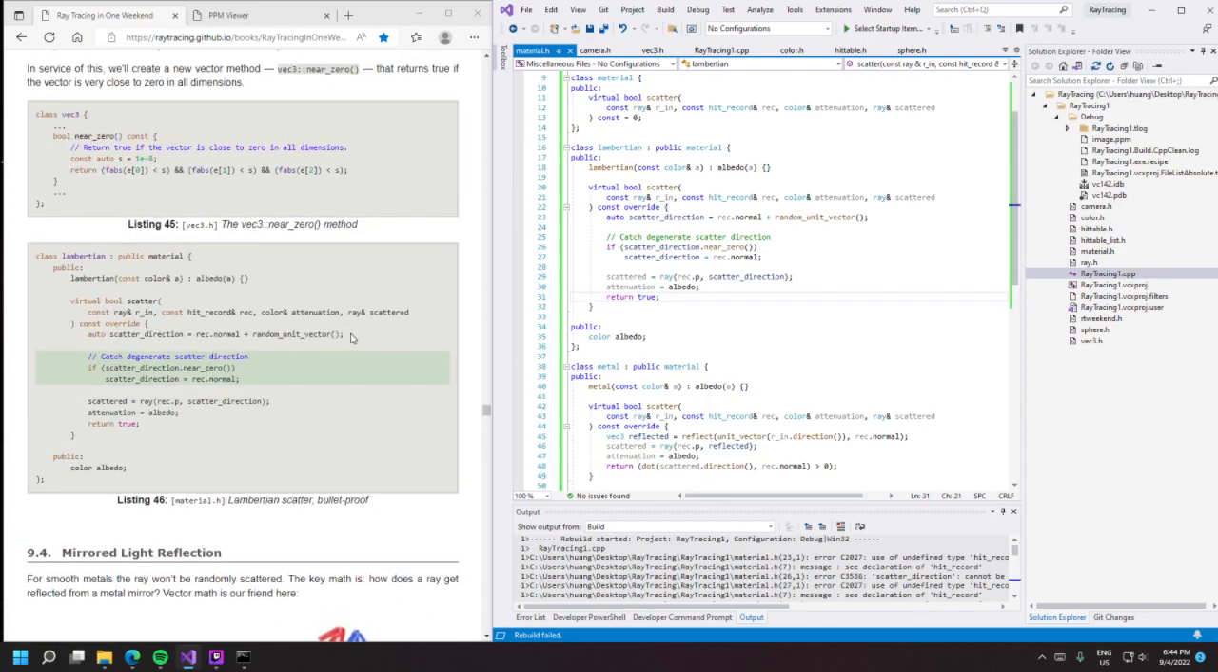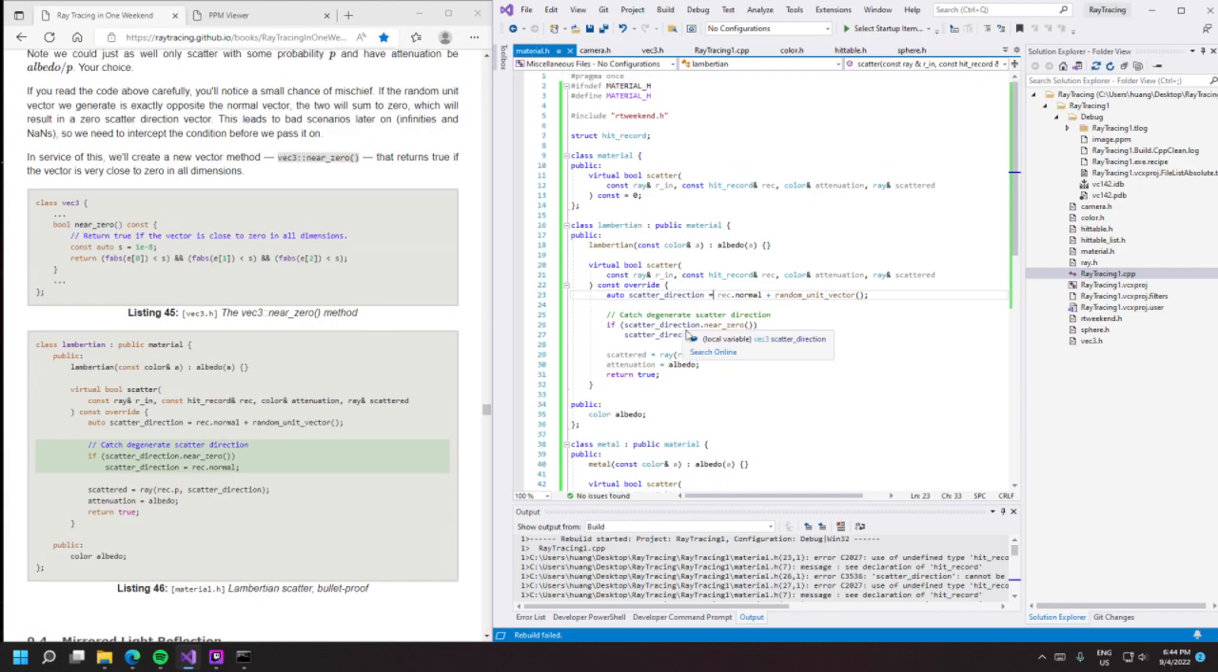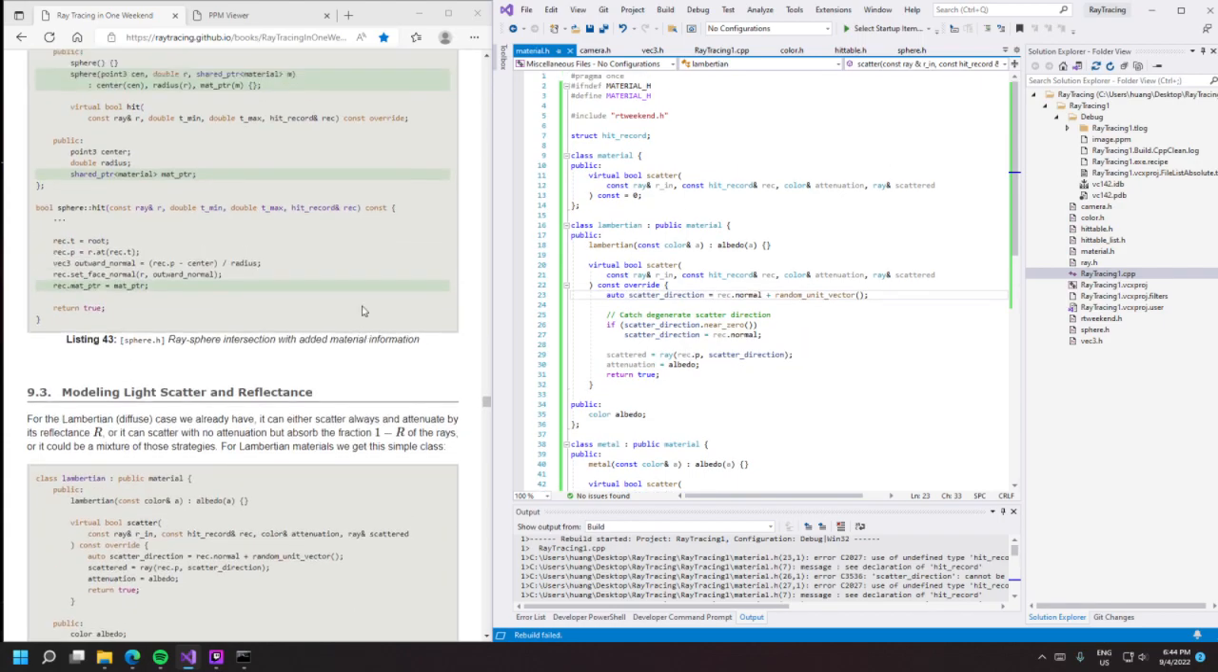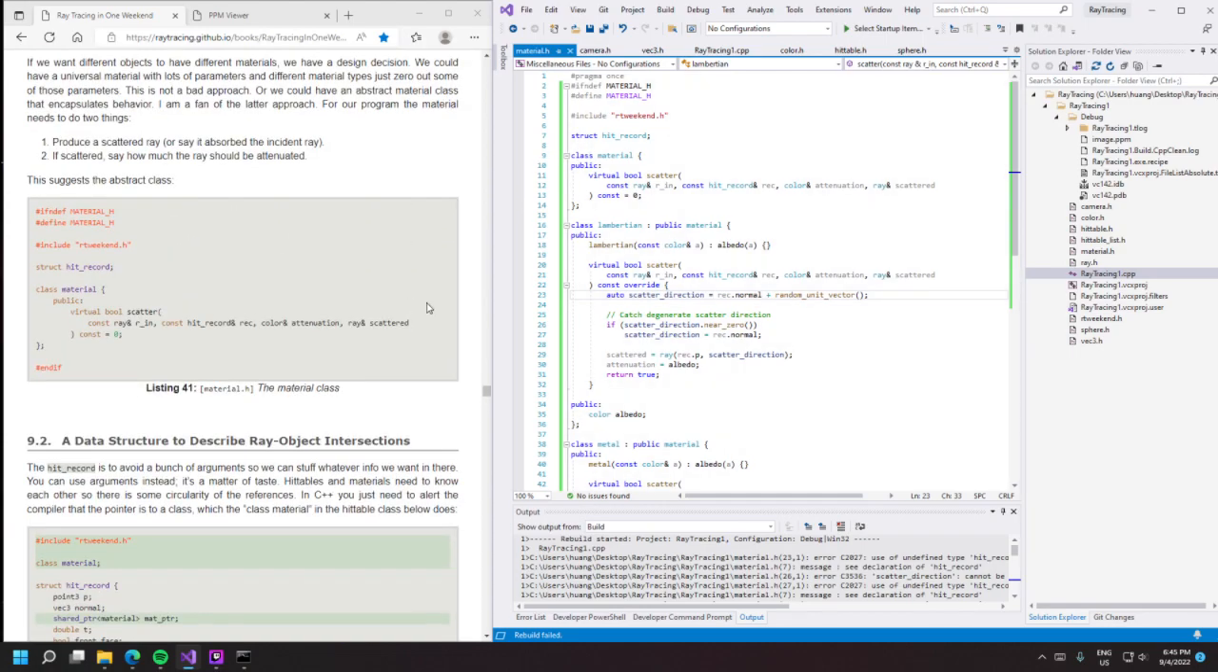It's a Lambertian part, so scatter direction is... wait, this class is claiming that it doesn't know the struct hit record.